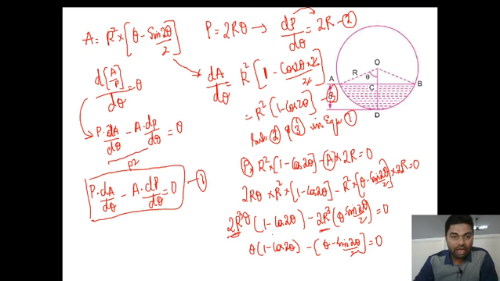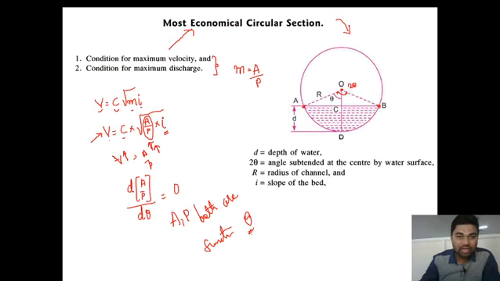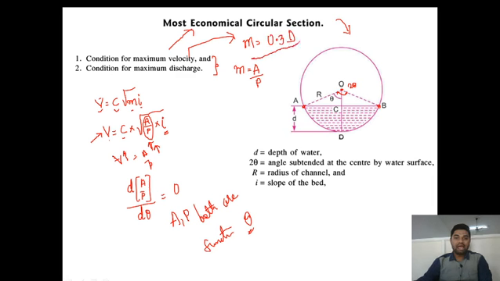So, this is all about the first condition. This condition 1 we were deriving: the condition for maximum velocity is that hydraulic depth should be equal to 0.3 times the diameter of the circular channel.